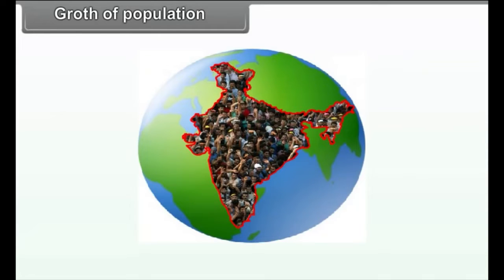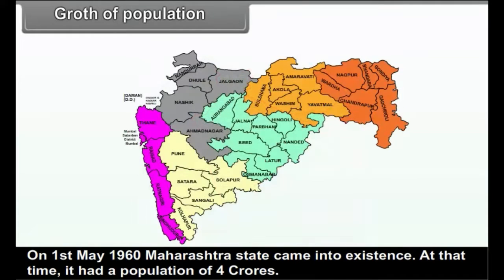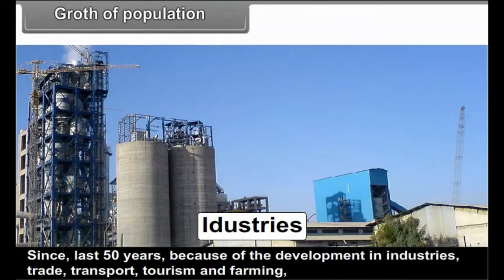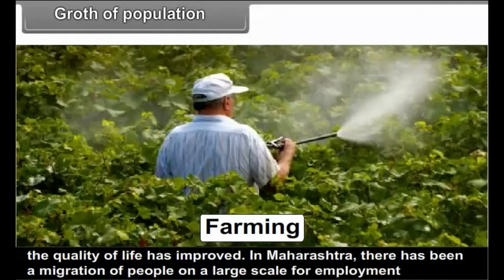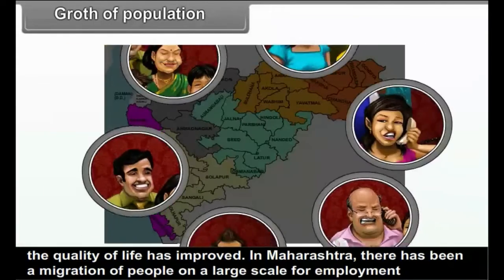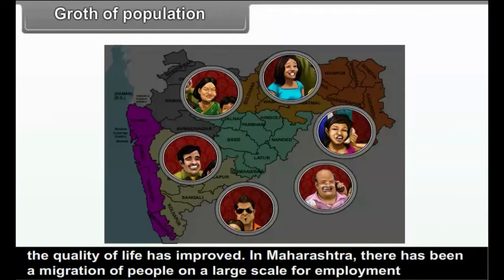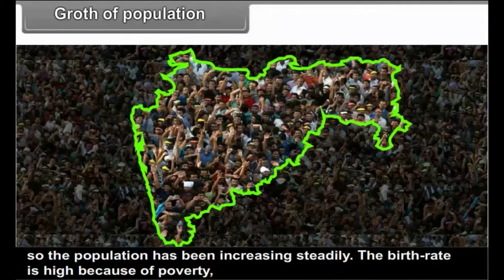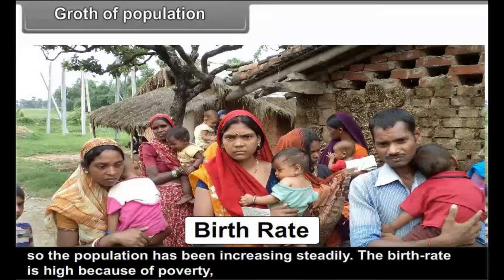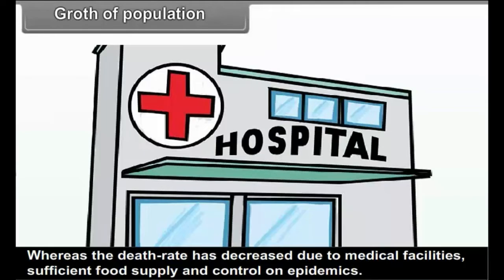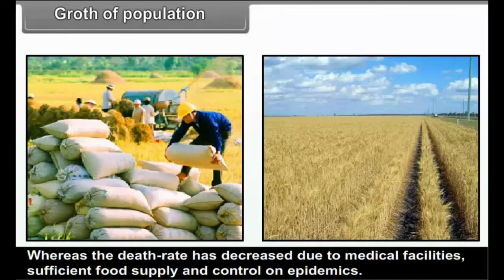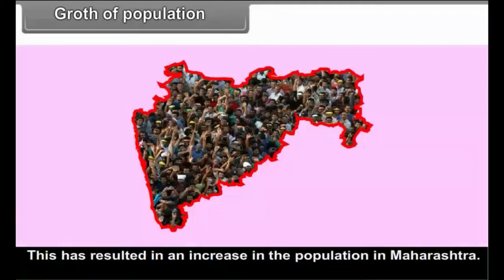7.1. Growth of population. On 1st May 1960, Maharashtra state came into existence. At that time, it had a population of 4 crores. Over the last 50 years, because of the development in industries, trade, transport, tourism and farming, the quality of life has improved. In Maharashtra, there has been a migration of people on a large scale for employment, so the population has been increasing steadily. The birth rate is high because of poverty, illiteracy and insufficient propaganda about family planning, whereas the death rate has decreased due to medical facilities, sufficient food supply and control on epidemics. This has resulted in an increase in the population of Maharashtra.